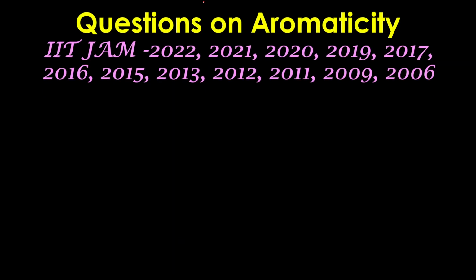So in today's video, we're going to discuss questions on aromaticity that were asked in the previous year IIT JAM question papers. You can see almost every year, at least you can find one question that is fixed from aromaticity. In 2022, 21, 20, it was not asked in 2018, then 17, 16, 15, not asked in 14, so 13, 12, 11, then it was not asked in 10 and 8 and 7, 2008 and 7. But you can see almost every year there is one question from aromaticity that we are going to solve in this video.